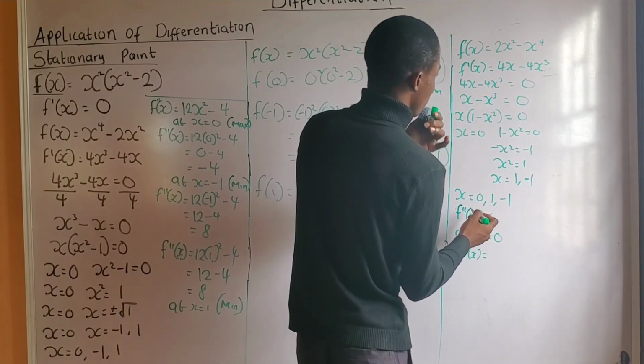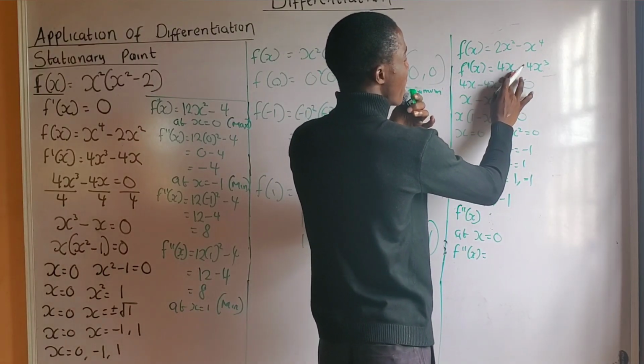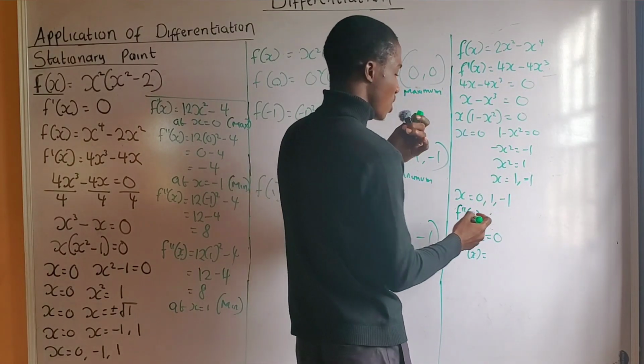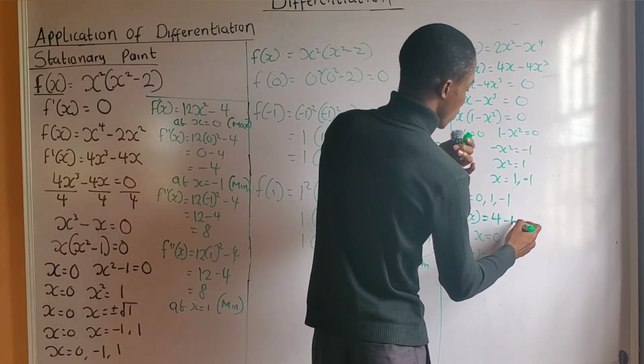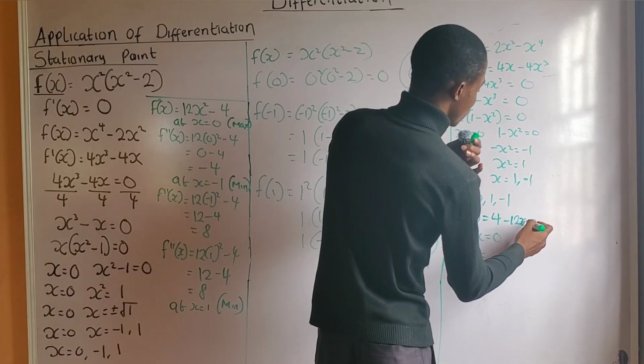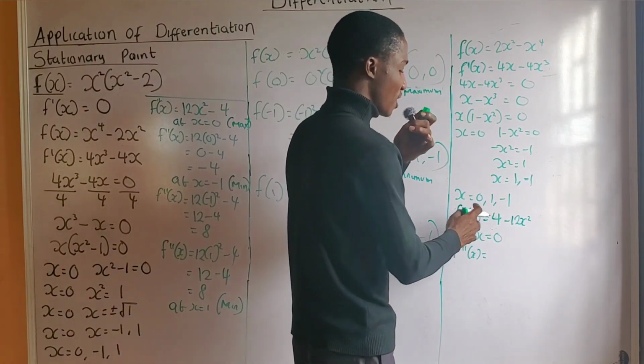The second derivative of f of x. This is the first derivative, okay? Differentiate 4x minus 4x to the power of 3. You're going to have 4 minus 12x raised to the power of 2. Do you understand? Okay, I made a mistake before. Now, I've already corrected the mistake.